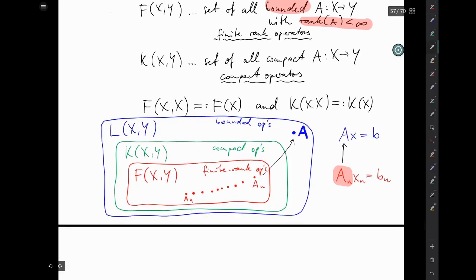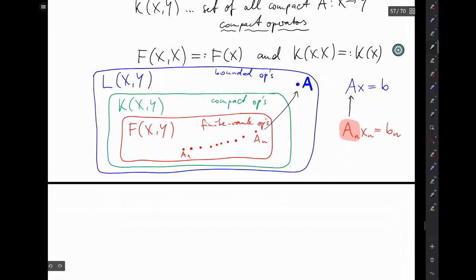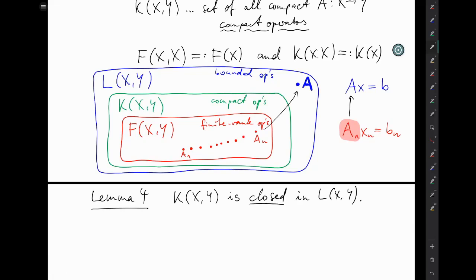A very important statement in this context is the following lemma. Lemma 4 says that Kxy is a closed subset of Lxy. Do you remember what closed means? It means if you have a sequence of compact operators and that sequence converges in the sense of Lxy, so it converges in the operator norm, then the limit will again, or still, be inside the set of compact operators.